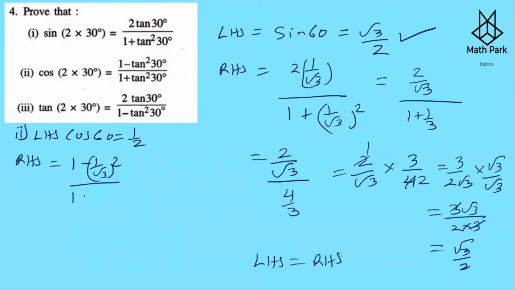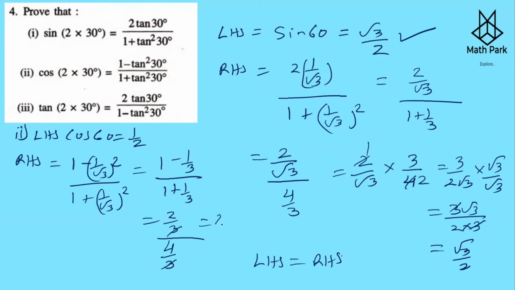upon 1 plus tan square 30. So 1 plus 1 upon root 3 and then the square of this. So which is 1 minus 1 by 3 upon 1 plus 1 by 3. So this is 3 1s are 3 minus 1. We get numerator, when we simplify, 2 upon 3. Denominator is 3 1s are 3 plus 1, we get 4 upon 3. This 3 and 3 got cancelled.